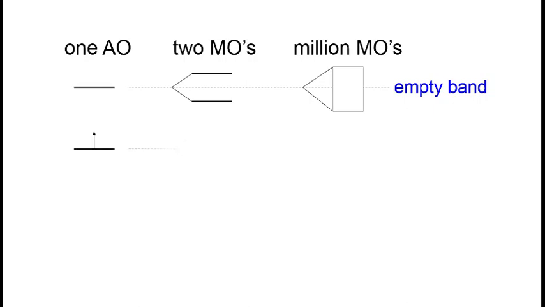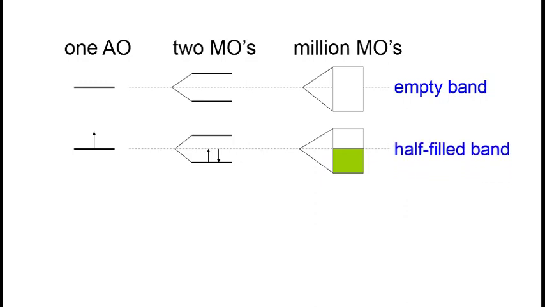If the atomic orbitals have one electron, two molecular orbitals would have two. This is the situation in dihydrogen. Notice half of the MOs are filled. So with 1,000,000, half of the orbitals would be filled, and we color in the bottom half of the band. This is called a half-filled band.